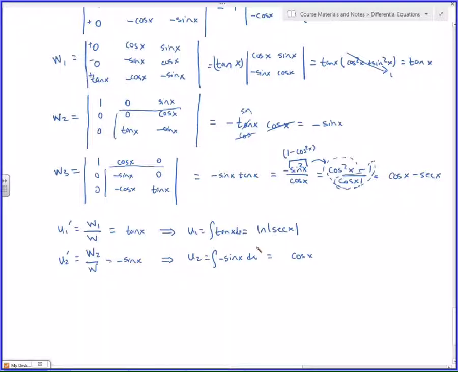U3 prime is W3 over W, cosine of x minus secant of x, all over 1. So U3 is the integral of cosine of x minus secant of x dx, or sine of x minus the log of secant of x plus tangent of x.